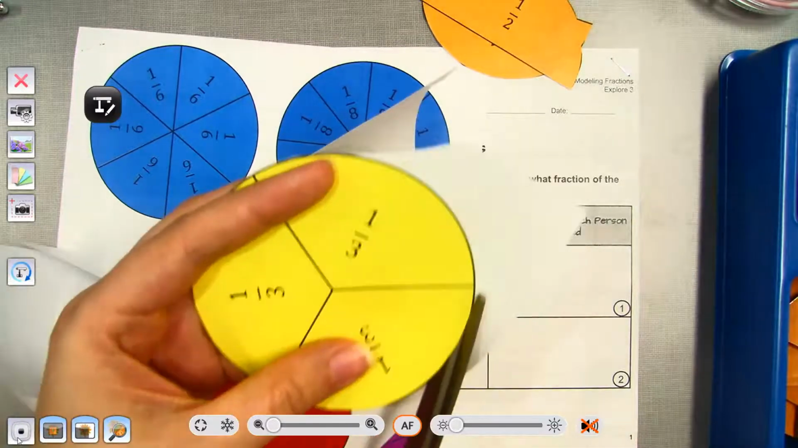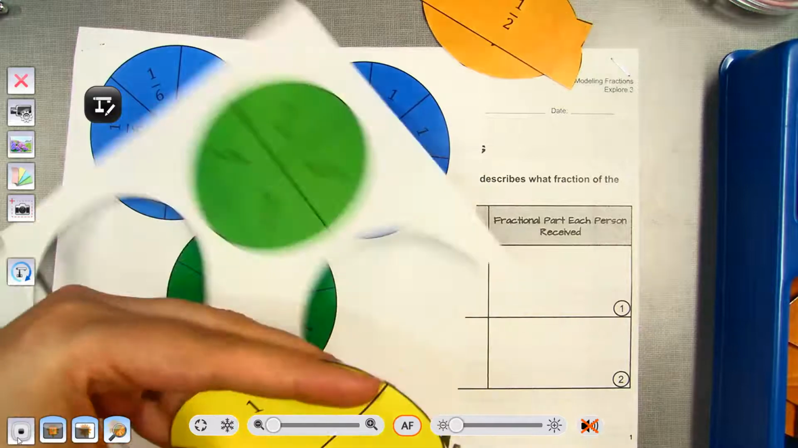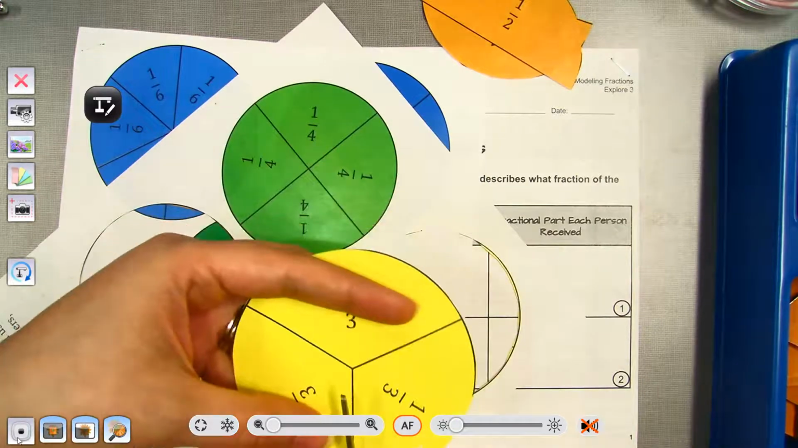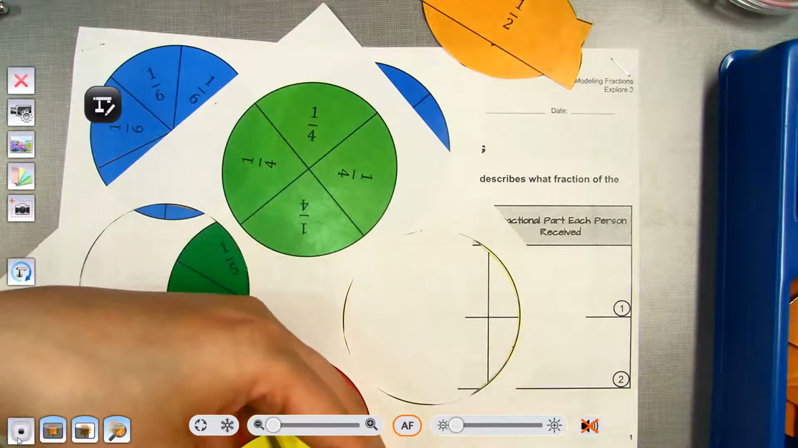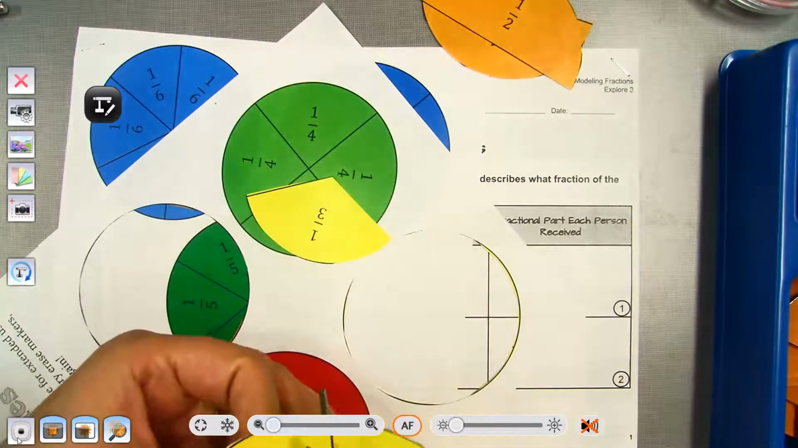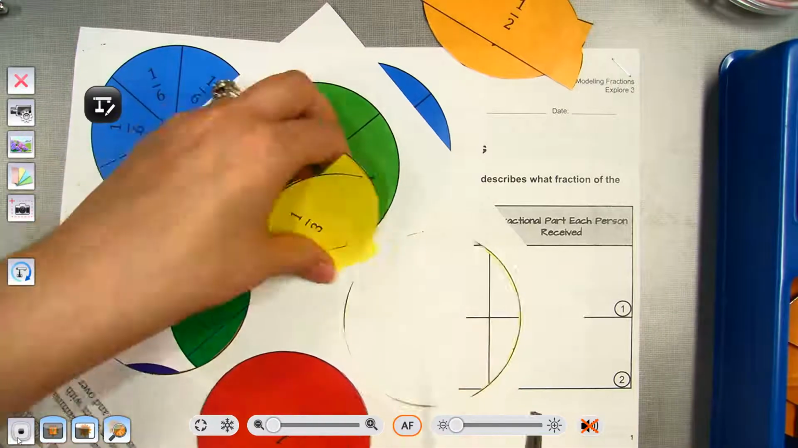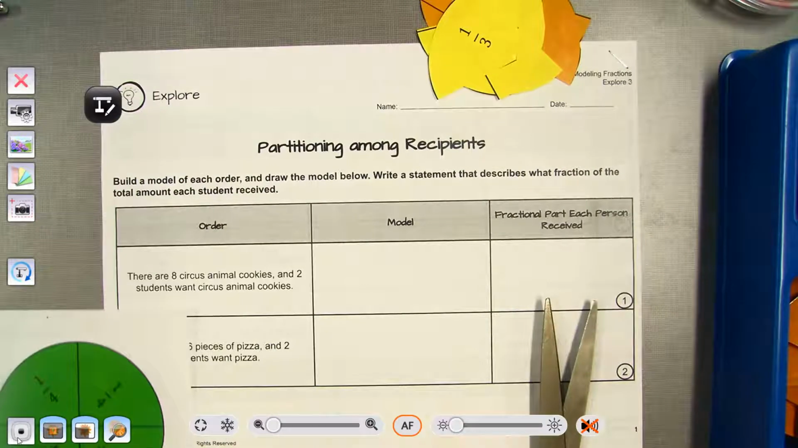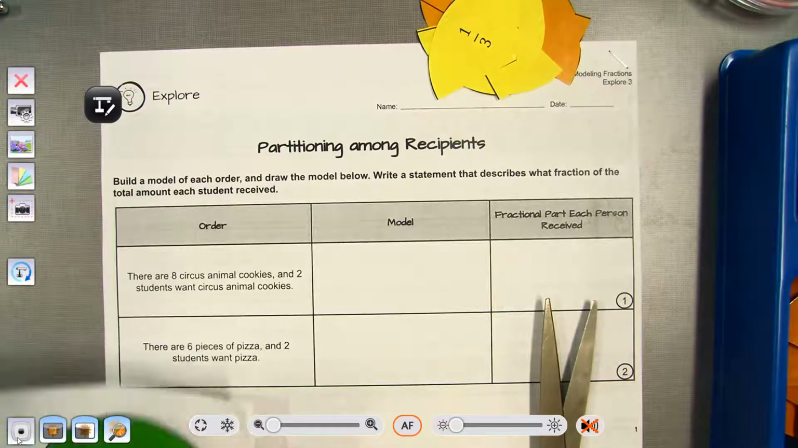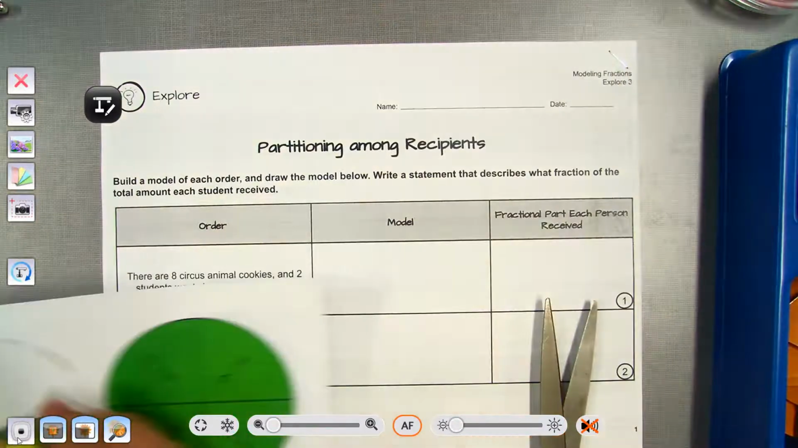And you notice this is a whole, but it's cut into 3 parts. So I'm going to cut on those solid lines and cut those 3 parts. Okay? So you need to do that for all of these because we're going to need them for our lesson. So you need to go ahead and stop the video right now and do that.